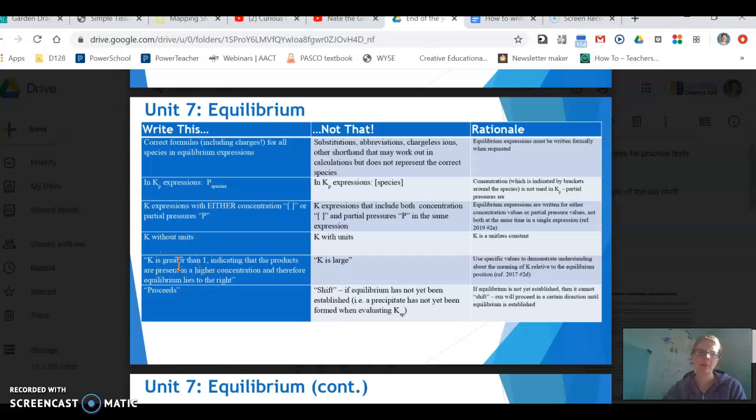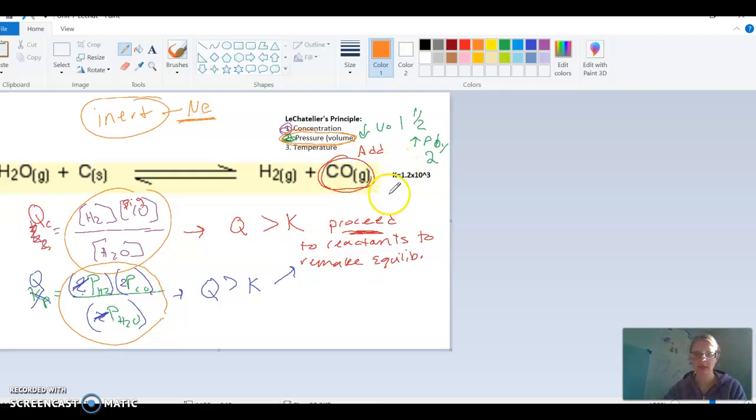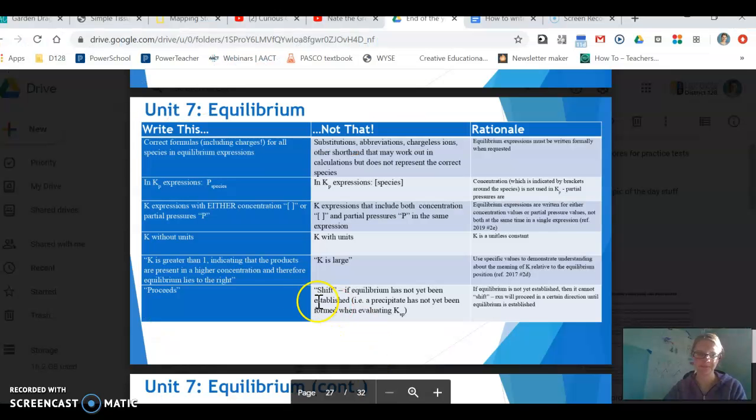A lot of times they're going to ask you about K greater than 1. That is something I want to talk about here. See how K is 1.2 times 10 to the third? Some might say that's a large number, therefore we'll have a lot of products. You don't want to say it that way. You want to say K is greater than 1, therefore we'll have a lot of products.